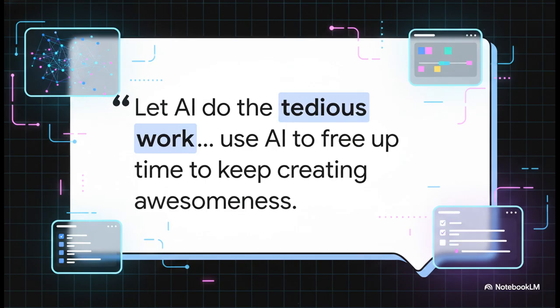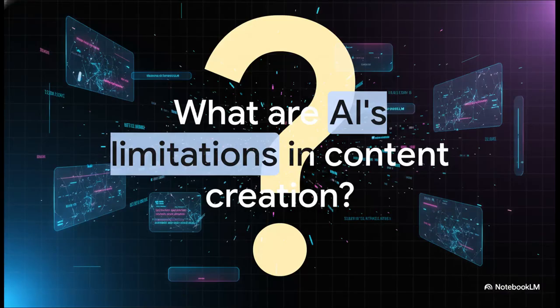You really have to treat AI like a highly capable administrative assistant. Hand off the tedious stuff, right? The meeting summaries, the reformatting, the spell checking. Do that so your core strategic ideas remain entirely original and deeply human. But of course, that brings up our next crucial question. What are AI's limitations in content creation? If AI is our assistant, where exactly does this technology fall short? We absolutely have to know its blind spots to use it effectively.